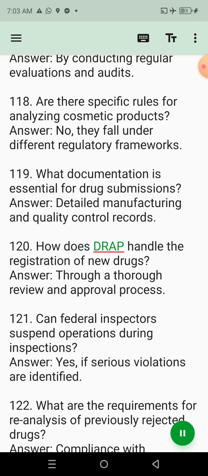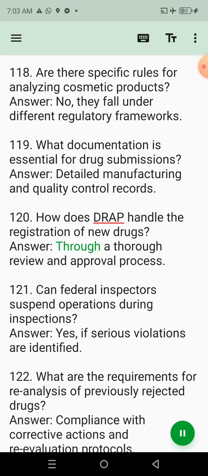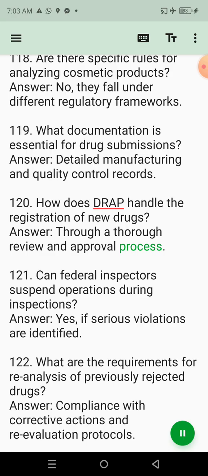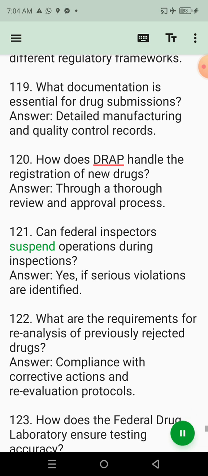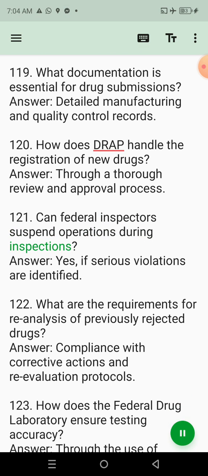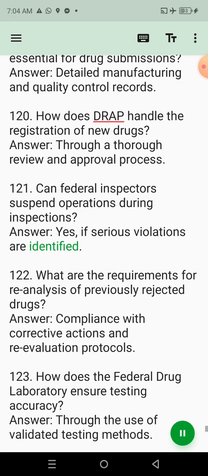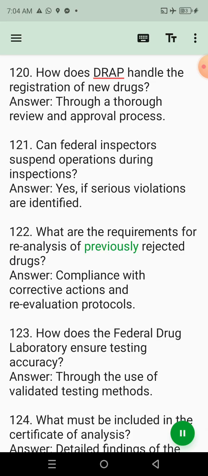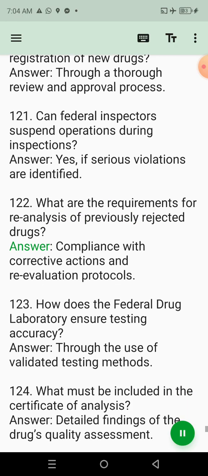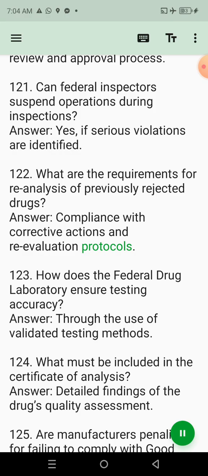120. How does DRAP handle the registration of new drugs? Answer: through a thorough review and approval process. 121. Can federal inspectors suspend operations during inspections? Answer: yes, if serious violations are identified. 122. What are the requirements for reanalysis of previously rejected drugs? Answer: compliance with corrective actions and reevaluation protocols.